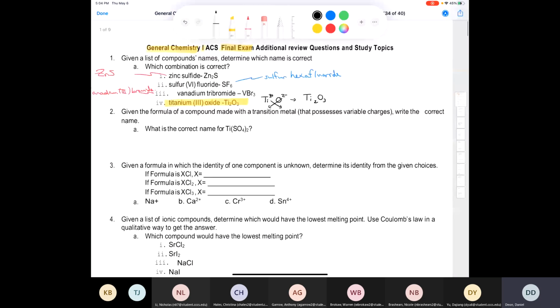All right, next concept. So remember, these are questions and study topics. It's kind of all bundled together. Number 2, it says, given the formula of a compound made with a transition metal, right, that has a variable charge, like say, for example, copper, it could be copper 1 or copper 2, write the correct name.